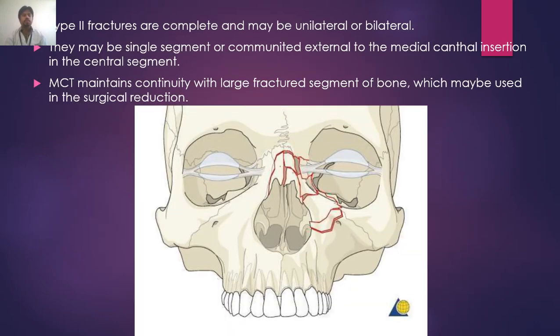Type 2. Type 2 fractures are complete and may be unilateral or bilateral. They may be single segment or comminuted external to the medial canthal insertion in the central segment. The medial canthal ligament maintains continuity with the large fracture segment of bone, which may be used in the surgical reduction, as you can see in the photo.